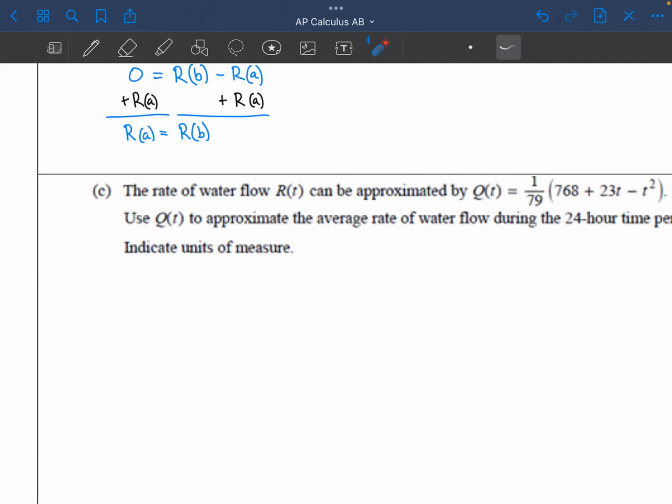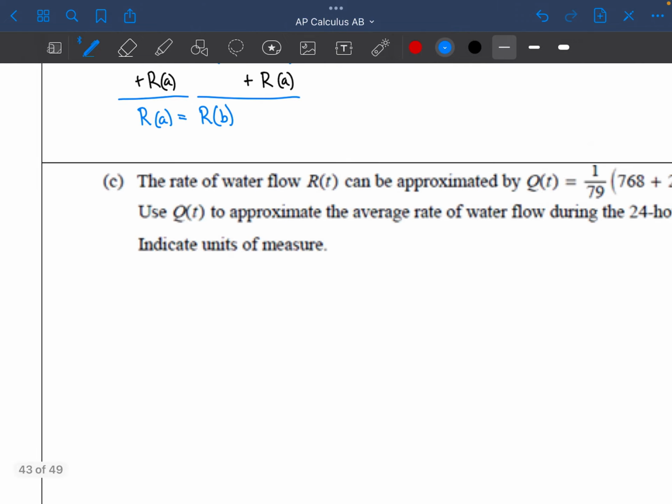All right, on our laundry list of things to do, let's first define what is average rate. Yes, it's equal to an average slope, but we don't have that. We just have a function. So we need to use an integral. So we'll say that the average Q of t is going to be defined as 1 all over b minus a of the integral between a and b of q of t dt.